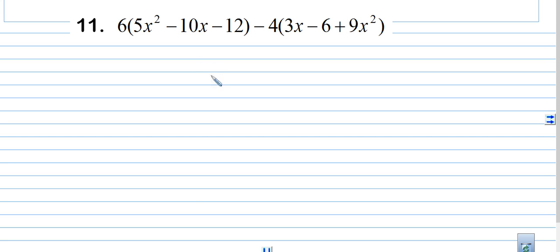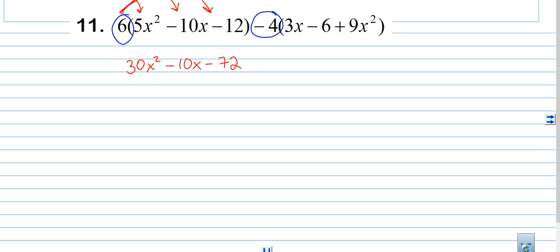Looking at question number 11, starting to get a little more complicated. See, we have parentheses. We do not have exponents on the outside. However, we have this 6 here and this negative 4 here. So we're going to need to distribute to all the stuff inside their respective parentheses. So the 6 is attached to the first parentheses, so you'll multiply only to the first parentheses. You should get 30x squared minus 10x minus 72.